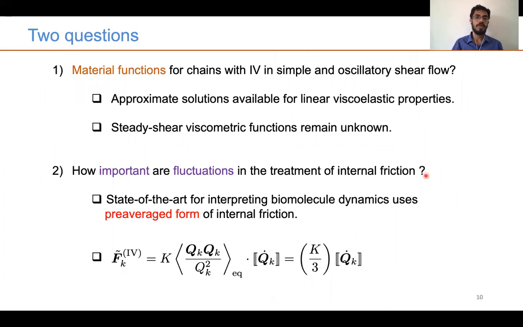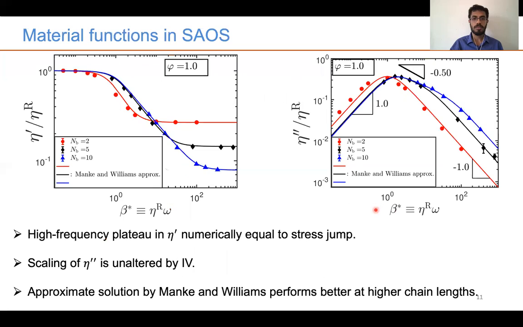Having obtained the governing equation and validated it, we are now in a position to ask two questions. Firstly, what do the material functions for chains with internal friction look like in simple and oscillatory shear flow? And secondly, how important are fluctuations in the treatment of internal friction? We are particularly drawn to the second question because the state of the art for interpreting the effects of internal friction from biophysical experiments relies on a pre-averaged treatment of the phenomenon, where the projection operator is replaced by its equilibrium average quantity. Let us now address these questions in turn.